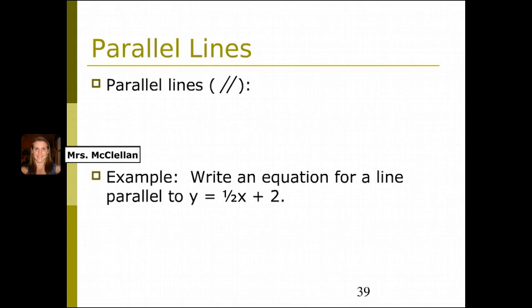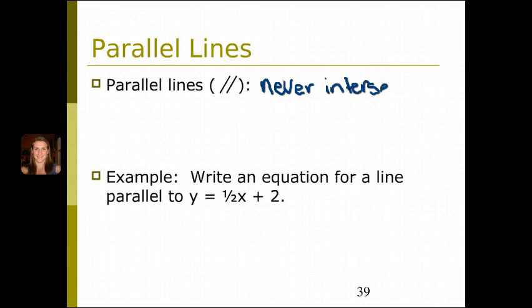Parallel lines are lines that never intersect. So you'll want to put that they never intersect. The reason that parallel lines never intersect is because they have the same slope and different y-intercepts.